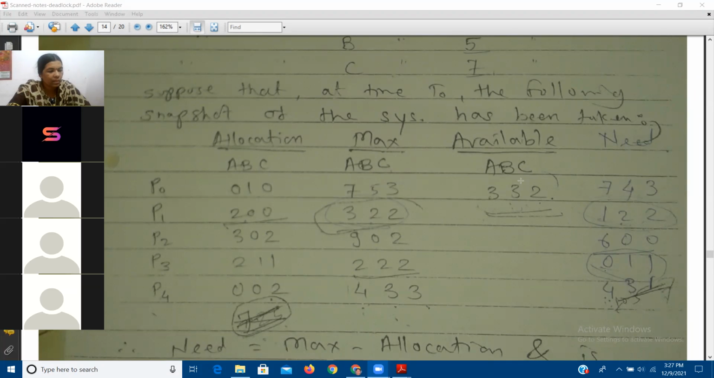Good. Sneha Maskar posted P1, P3, P0. Good. Very nice. You are understanding the concept. So third safe sequence posted by Sneha Maskar. It is posted on B group. I will post it on A group. Next.